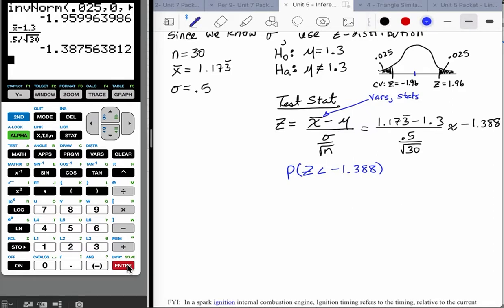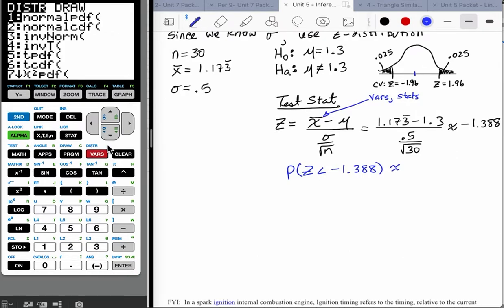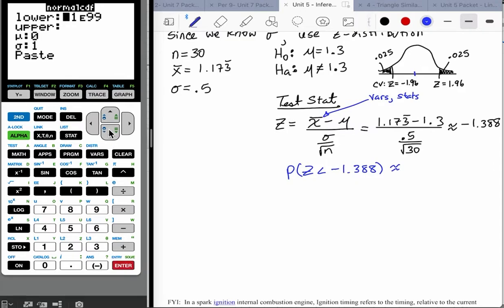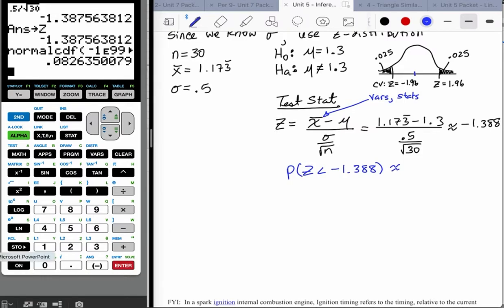So I'm going to store it. We'll call it capital Z. I'm looking for the area to the left of this. So second, vars, normal CDF. To the left would be negative infinity to what I just called z. Paste it in, and you get 0.0826.